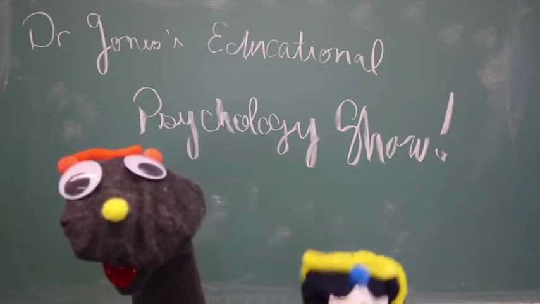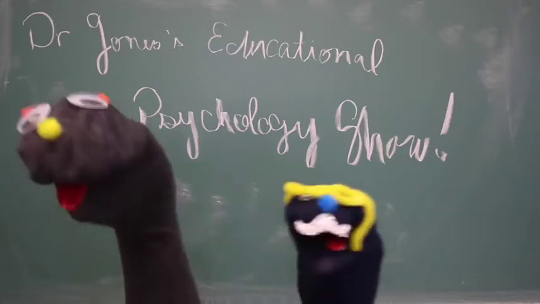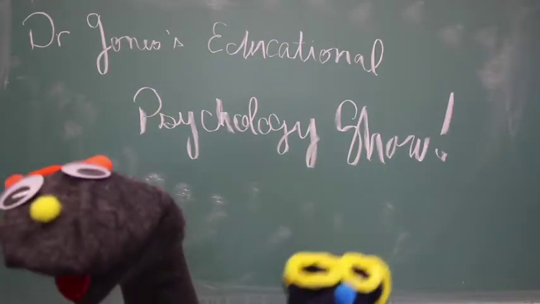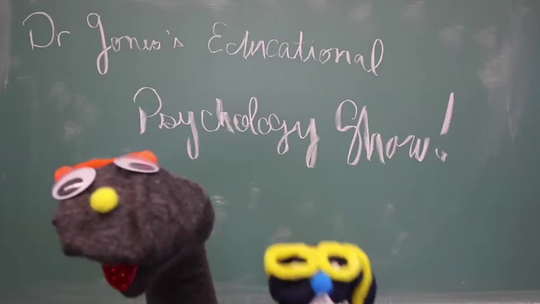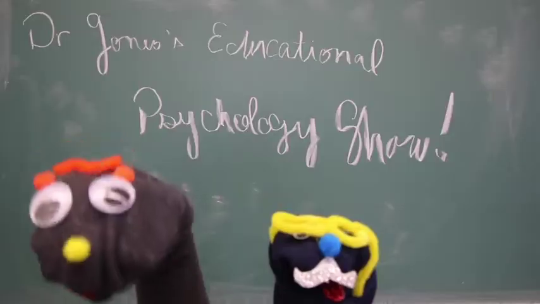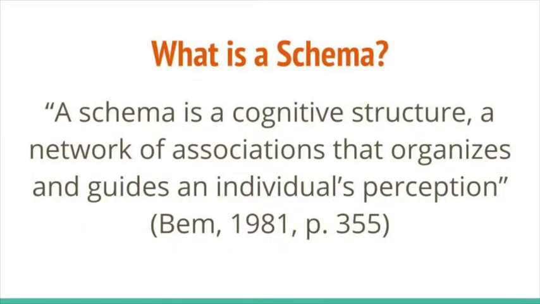Today we're going to be talking about gender schema theory. But before we do, we need to know what a schema is. A schema is a cognitive structure, a network of associations that organize and guide an individual's perception. Do you know what that means, Duncan? I think so, but I could use an example.